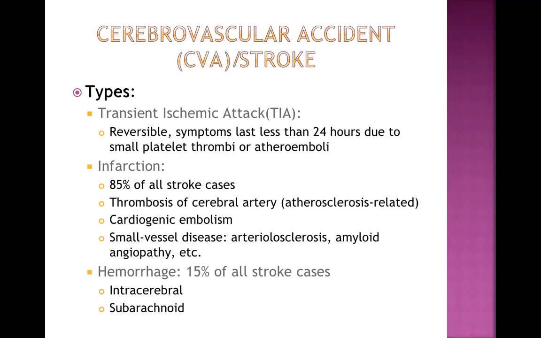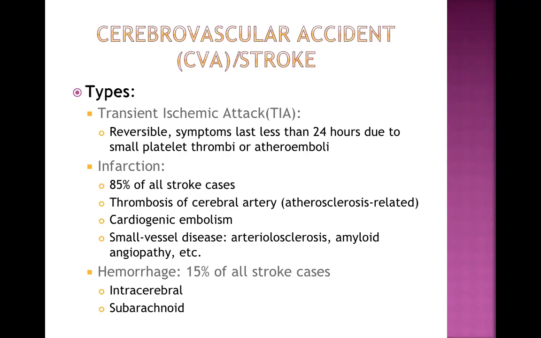After thrombosis, embolism is the second most common cause of infarction, and these emboli mainly originate from the heart. That's why it is written as cardiogenic emboli. Any heart disease in the patient may result in cardiogenic embolism, especially mitral valve disease, left atrial disorders, or even left ventricular disease. Apart from them, some small vessel disease like arteriosclerosis and amyloid angiopathy can also result in cerebral infarction. Sometimes even a connective tissue disorder can result in that.